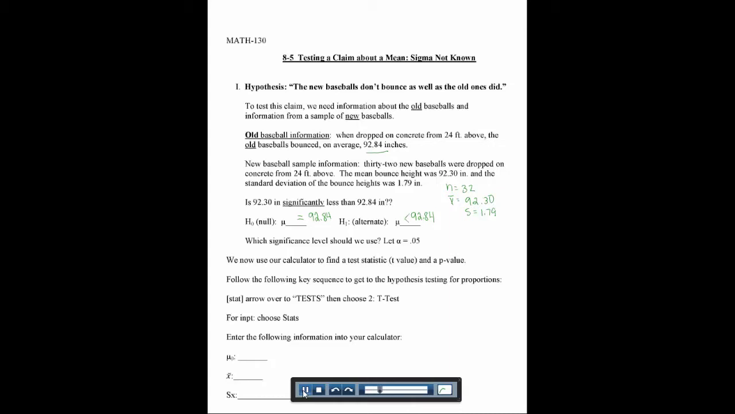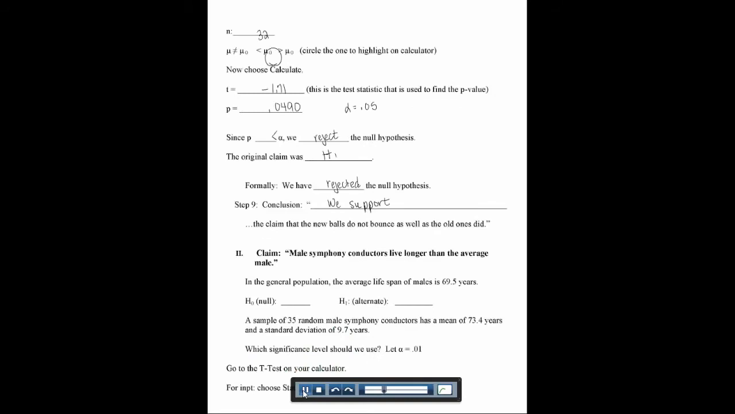So now to do this, you go to the same place that you did for the proportions. You're going to go stat, test, and this time you're going to choose t-test. It's number 2. Okay, and for this we're going to put in stats, so you'll want to choose stats. For mu0, that's what we use for our null and our alternate, so that's going to be 92.84. We know our x bar from the sample was 92.30, and then where it says sx, we're going to put in 1.79, our standard deviation from the problem.